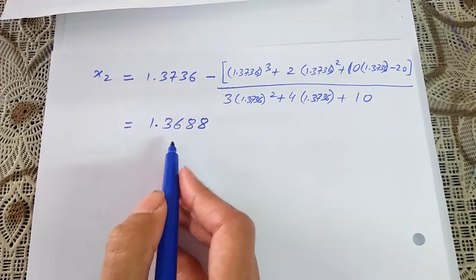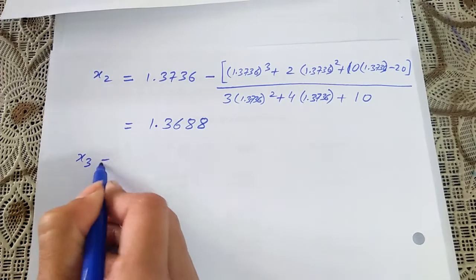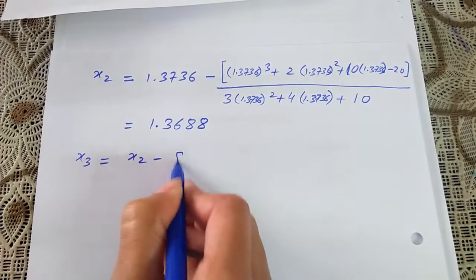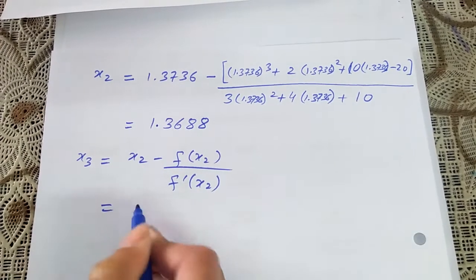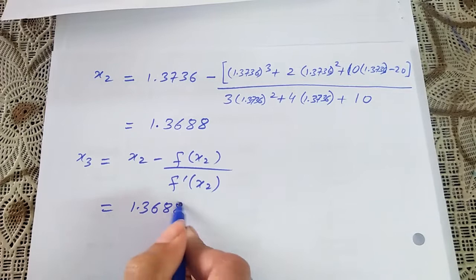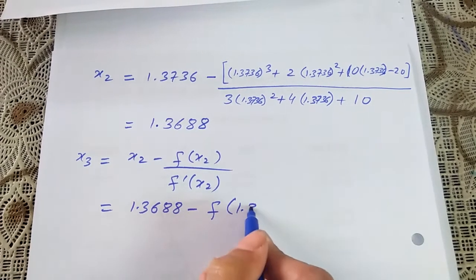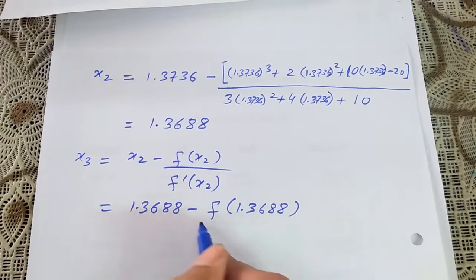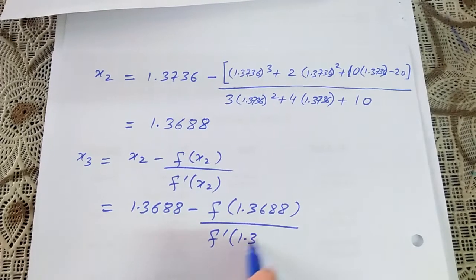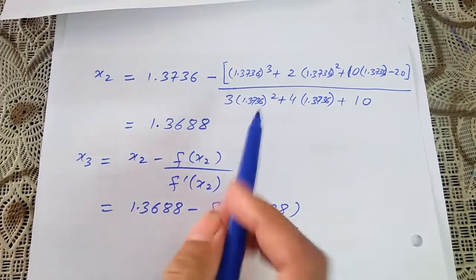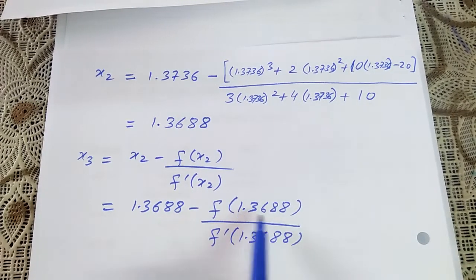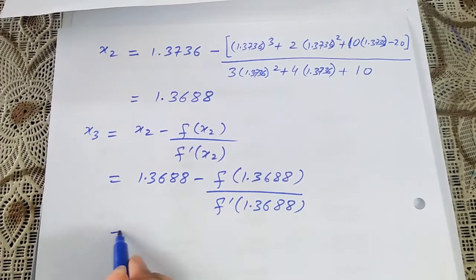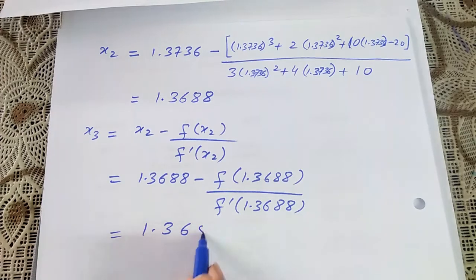So move on to x3. x3 will be x2 minus f of x2 divided by f dash of x2. x2 is 1.3688, so x3 equals 1.3688 minus f of 1.3688 divided by f dash of 1.3688. Do the same steps as previously done. Replace the x with 1.3688, and then we will get 1.3688.